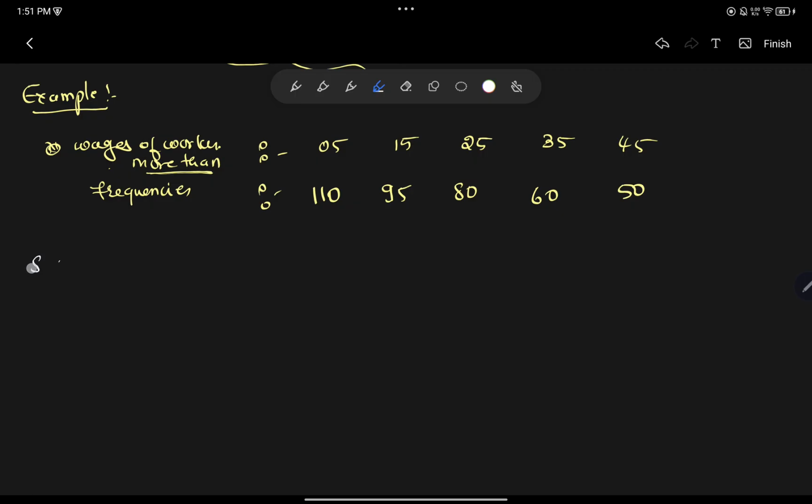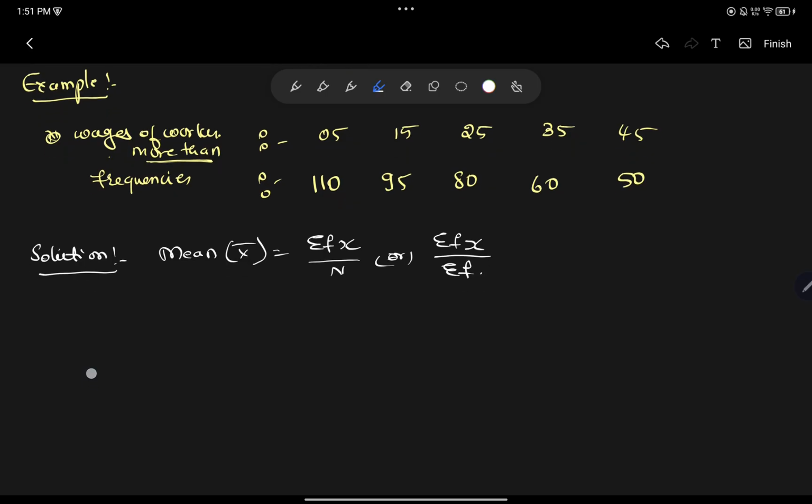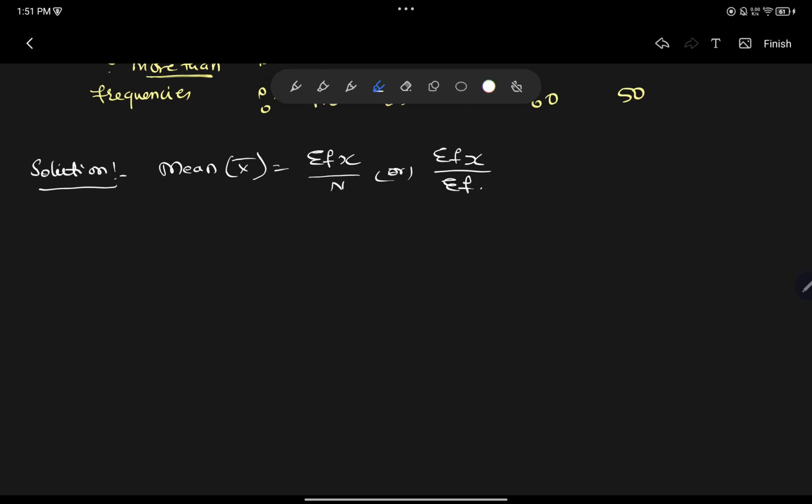First, we will calculate mean. Mean, you know, is x bar equal to summation of fx divided by n, or summation of fx divided by summation of f, right? So first we need to have n, that is summation of f. We need to have fx. We need to have f column. We need to have x column.